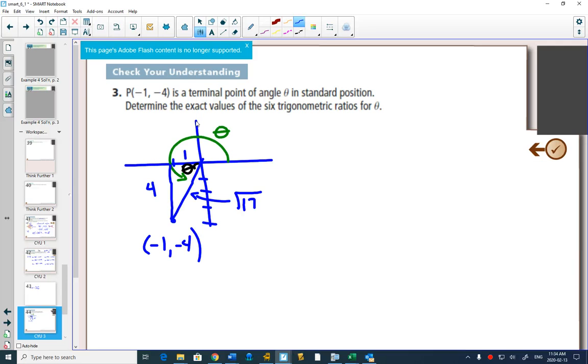And now we can say, I have a triangle. What is sine of my reference angle? It would be opposite over hypotenuse. So sine of theta will be 4 over root 17, but we're also going to think about, hey, that's in quadrant 3. Sine is negative in quadrant 3.